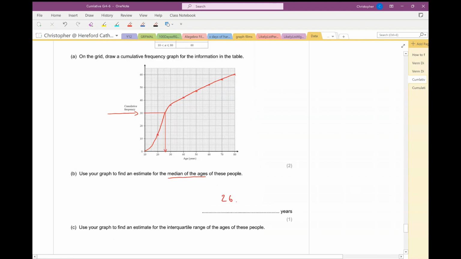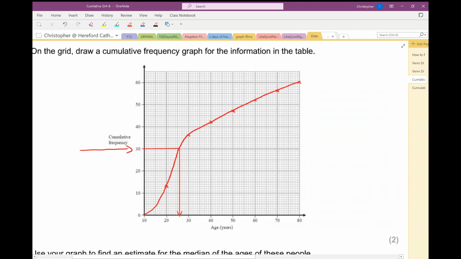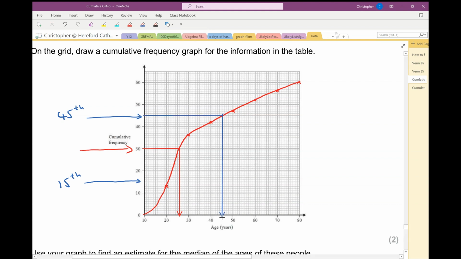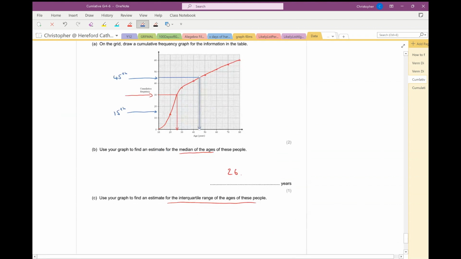Next part, use your graph to find an estimate for the interquartile range. Right, well, my interquartile range is going to be the age of my 45th person, subtract the age of my 15th person. Okay, so let's get the age of that 45th person first. Right. So my 45th person, I reckon, is 45. As luck would have it.